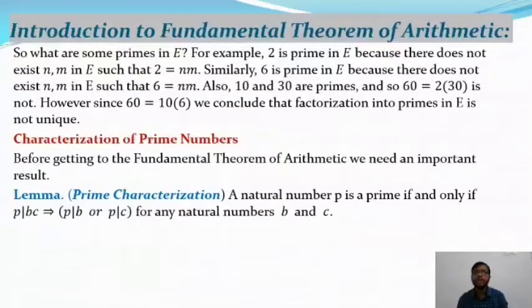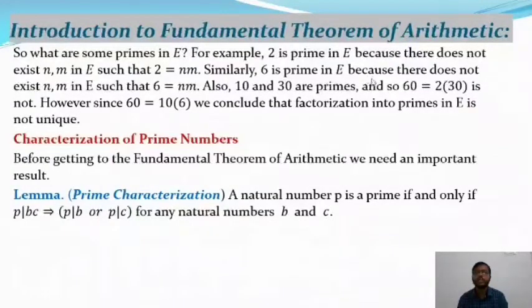So what are the primes in E? For example, 2 is a prime in E because there do not exist N and M in E such that 2 is equal to N into M. Similarly, 6 is a prime in E because there do not exist N and M in E such that 6 is equal to N into M. Also 10 and 13 are prime numbers in E, and so 60, which equals 2 into 30, is not.